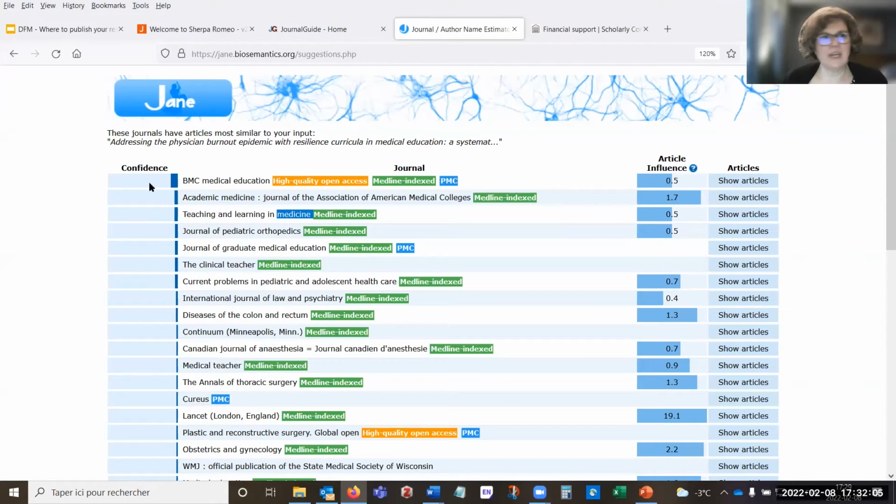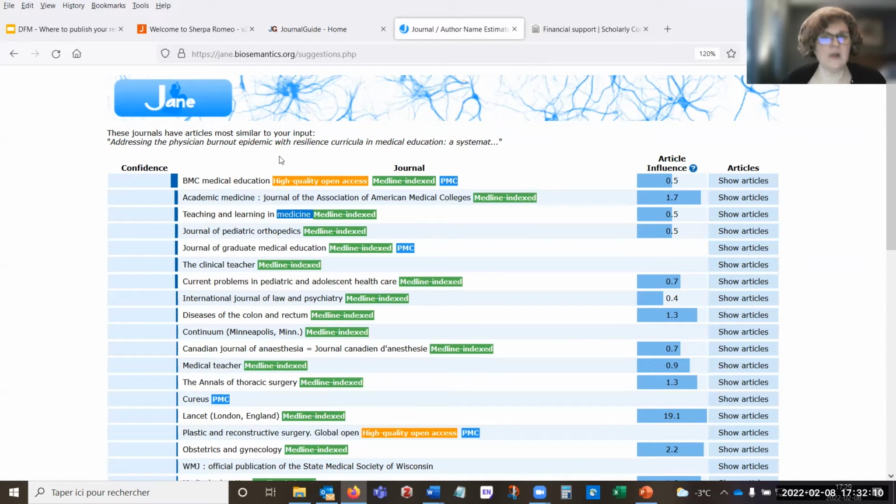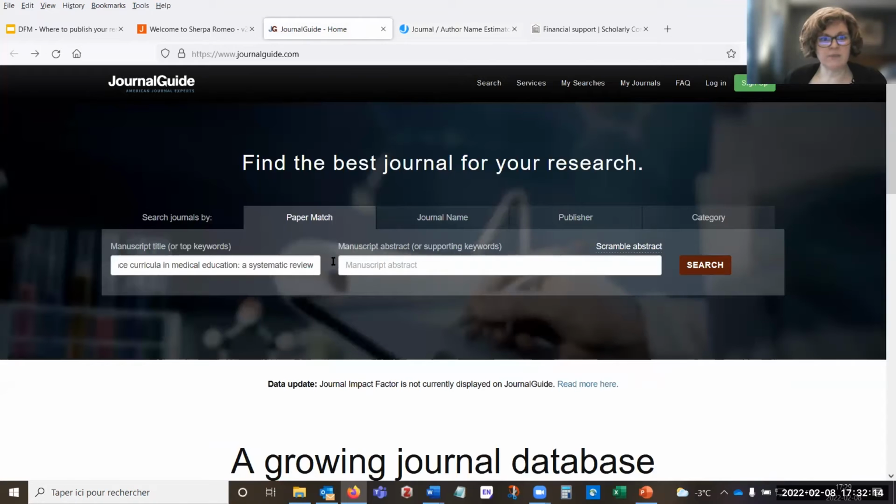They're not linking back to the journal here. I thought they would, but anyhow. Okay, let's have a look at the other one, Journal Guide. Same principle. Here I've put an article title. I could have put the abstract, Paper Mash, that's why I am. And then you click search.